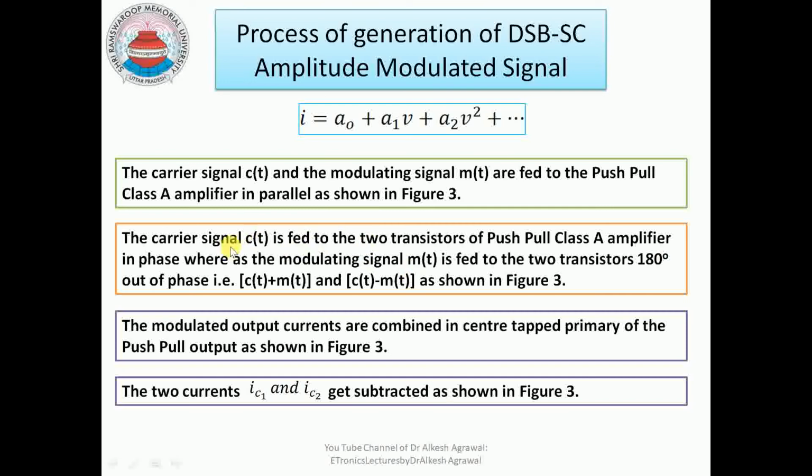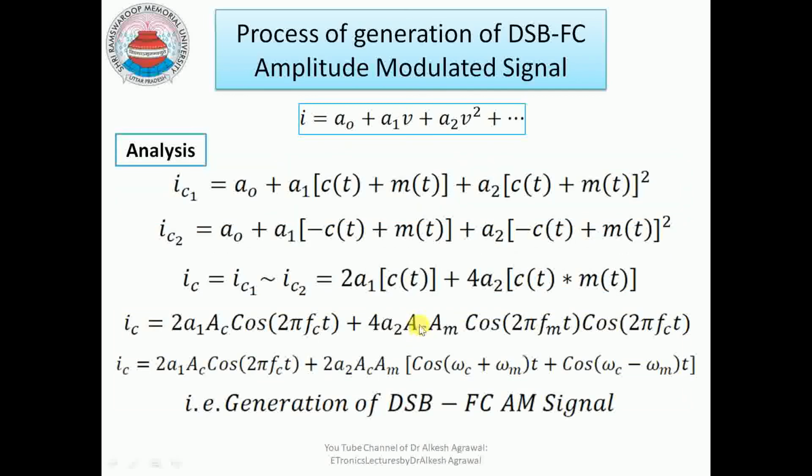Now in this case, the carrier signal is in the same phase, whereas the modulating signal is out of phase, which is 180 degrees out of phase. So at the input of transistor 1 we have CT plus MT, but at the input of transistor 2 we have CT minus MT. And again the two currents are subtracted as shown in figure 3. So now this is a very important analysis for the generation of double sideband full carrier.